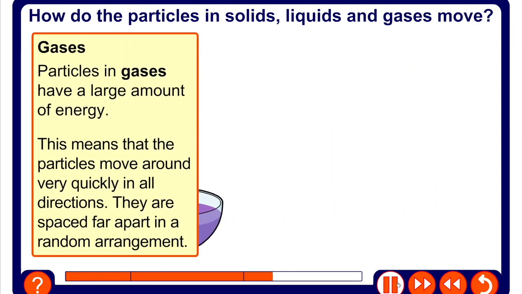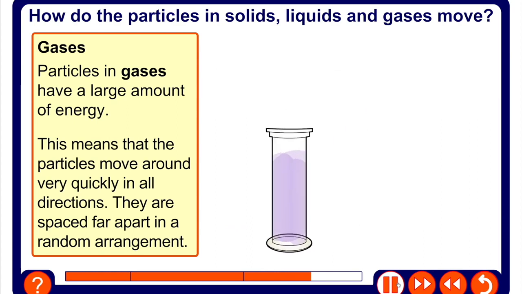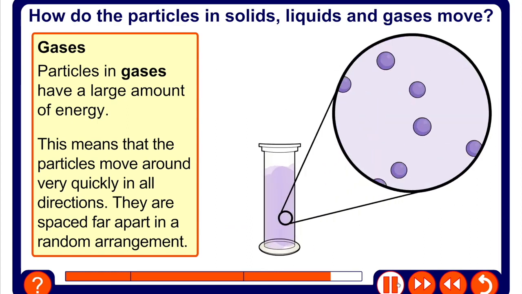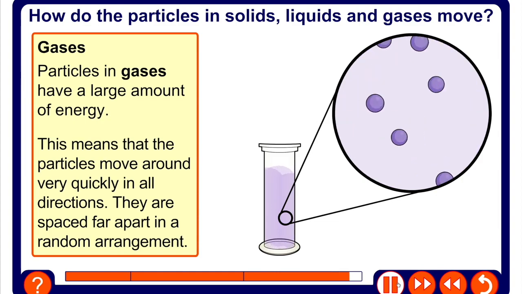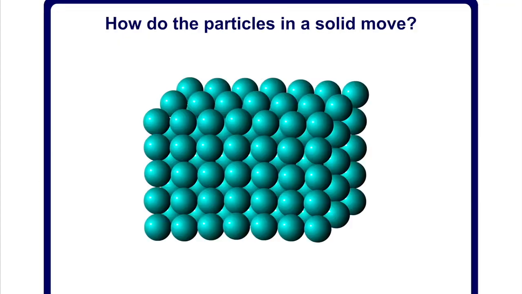Now, if we heat up the liquid, we're going to end up with a gas. In the gas phase, we've got particles randomly arranged, just like liquid, but the spaces between the particles are really large and they are free to move.